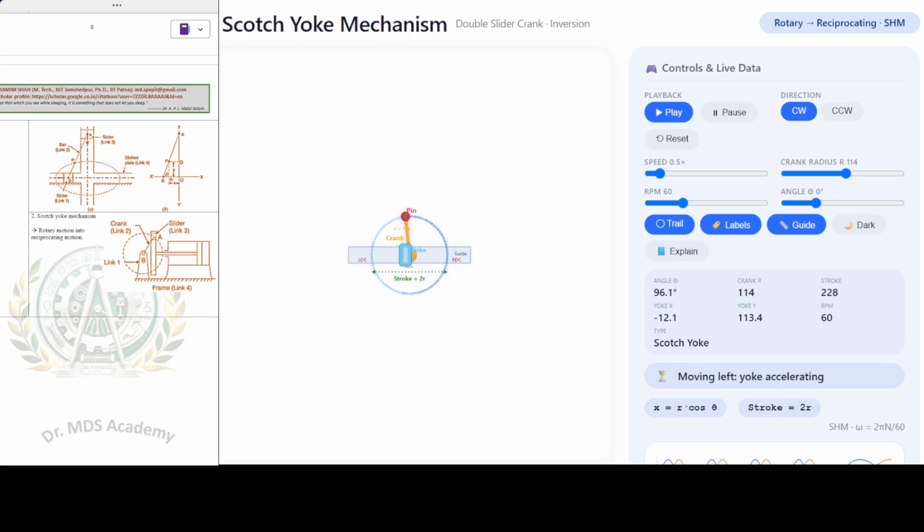In this animation, I am going to show you how the Scotch Yoke mechanism works. This is another example of the double slider crank mechanism. See in the animation here, we have the crank radius.